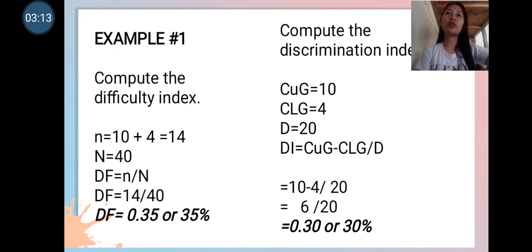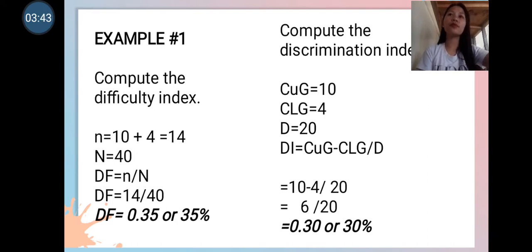So why is it 40? Because that would be the number of the students who take the exam. And then follow the solution. Our formula here is the summation of f is equal to small n over capital N. Then substitute. 14 divided by 40 is equal to 0.35 or 35%.